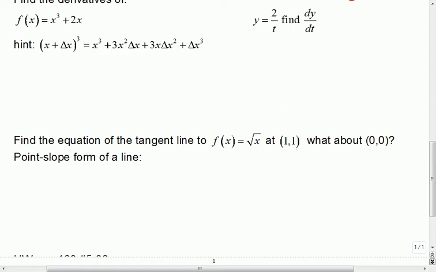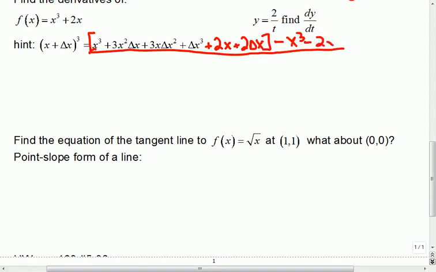Okay, so I'm going to catch up to you on the first one here. So let's see here. If this was my first function, it's going to be this one here, plus 2x plus 2 delta x. So I'm just cheating a little bit so I don't have to write as much up on the board. And then I'm going to take away x cubed minus 2x. Okay, so that would be the expansion.